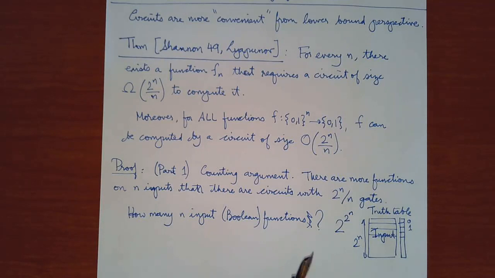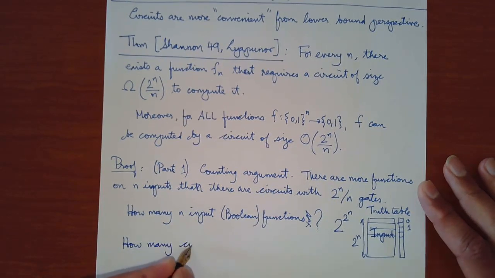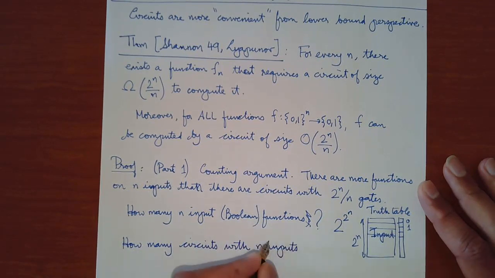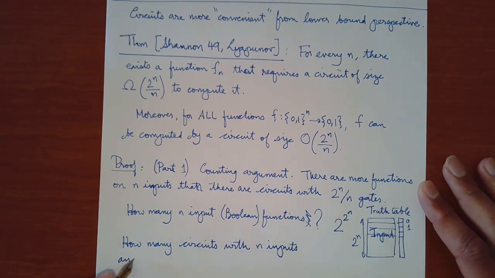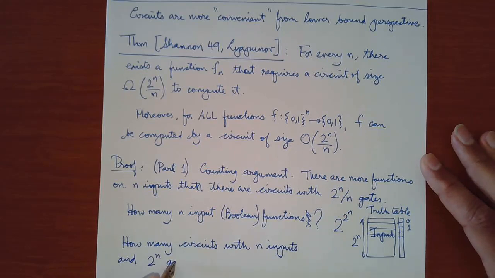Great. So what we are now going to do, and this computation is a little bit more careful, is count how many circuits there are with 2 to the n divided by n gates. So let's abstract it out and instead say how many circuits with n inputs and, instead of 2 to the n divided by n, let me just call it S, S gates.